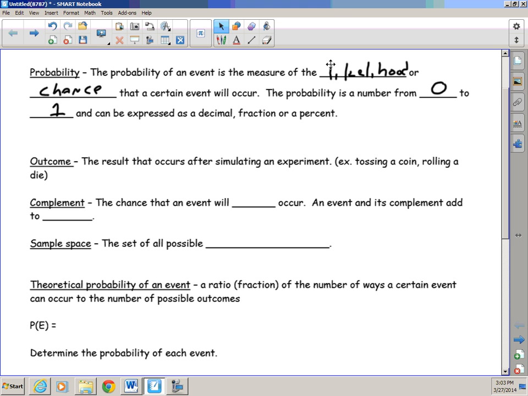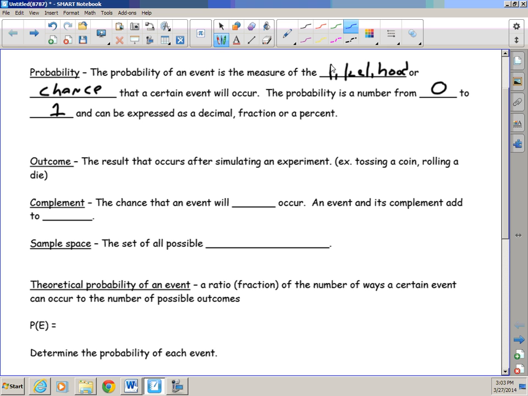Now, an outcome is the result that occurs after an experiment. Meaning choosing a card, tossing a coin, rolling a die. The outcome is what happens. I got heads, I rolled a 3, I got a king of clubs, etc.